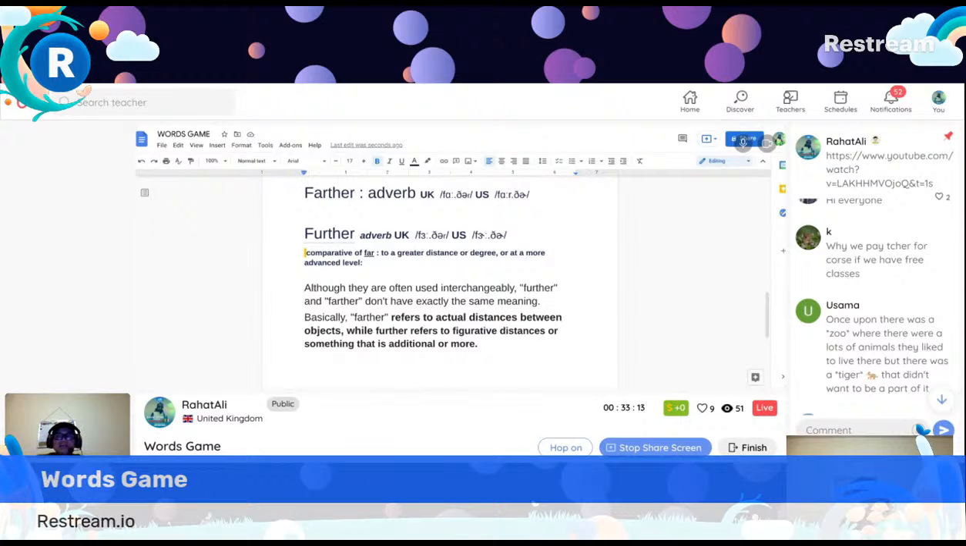Osama says, once upon a time, not once upon. It should be once upon a time. That is the phrase we use. There is a zoo where there were lots of animals. Okay? Full stop. You must use the punctuation. Otherwise, your sentences would be difficult to understand.